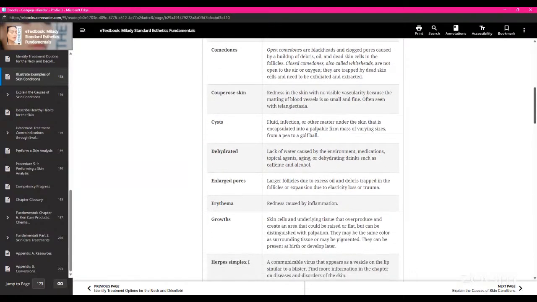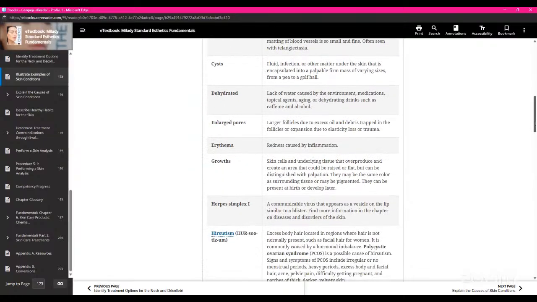We talked about cysts. When they're not flared up, you can work around them. But if they're flared up or burst, you cannot treat them. Do not treat cysts with light or extraction. They need to go to a doctor. When there are signs of redness, swelling, and tight skin, that is not something you're supposed to be treating because it could burst. Dehydrated skin, remember, is a lack of water, whereas dry skin is a lack of oil.